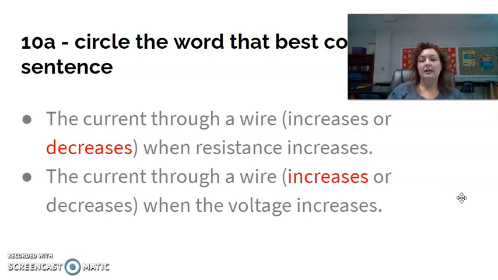And the next sentence, a current through the wire, remember we're talking about the amount of electrons flowing through our wire, increases when the voltage increases. So remember, voltage is like the guy pushing the current, and that's kind of like the motivation of those electrons. So if those electrons are highly motivated to move, you're going to have a huge current flow, right? So the more voltage, the more current that you have. And let me show you the simulation.